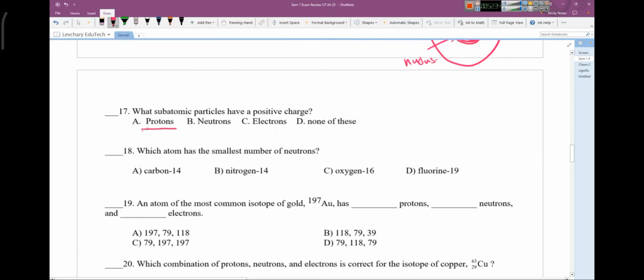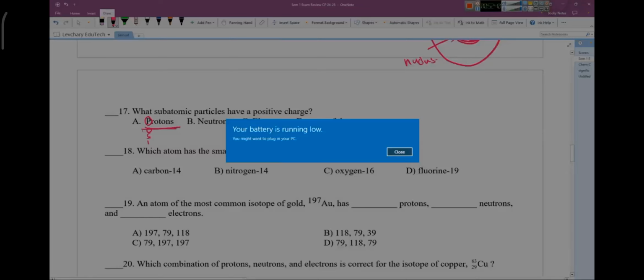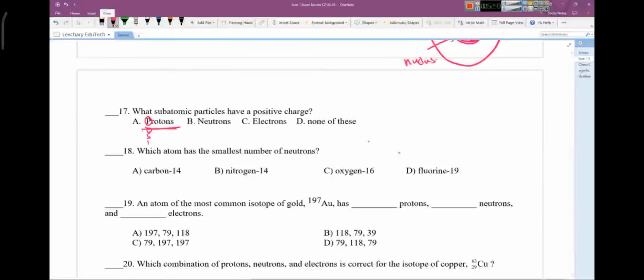So you can simply remember: P starts with proton and positive also starts with P. So protons are positive. Fine? So how can you remember the charge of protons? Positive. P, right? Proton starts with P and positive also starts with P. So protons' charge is positive.